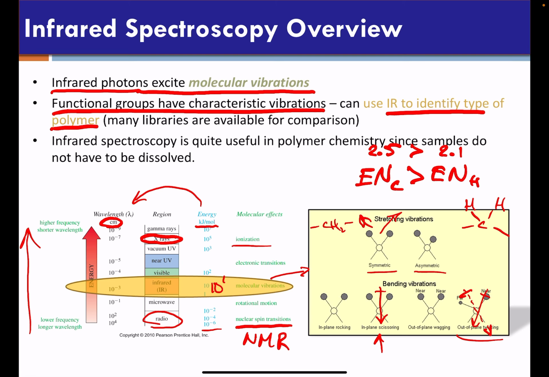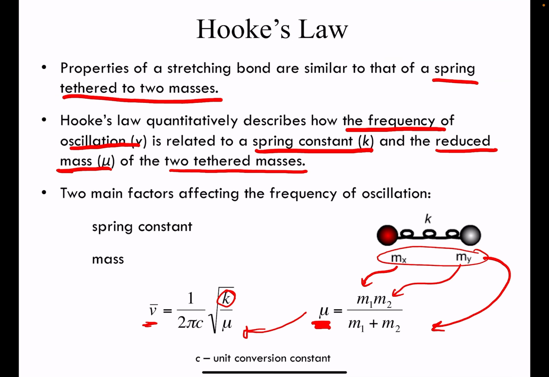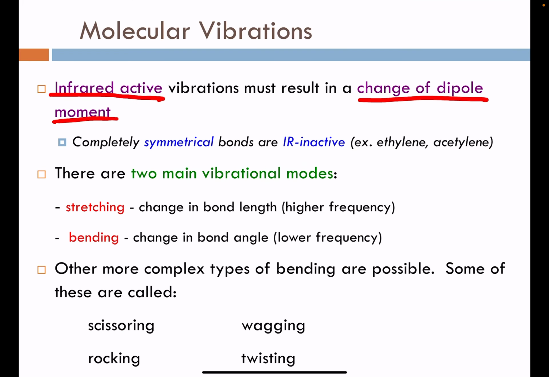Okay, so we need to recall how to understand a dipole moment based on electronegativity differences for the atoms in question, and then we need to consider how that might be modified according to our vibrational mode in question. Okay, so we need to be careful about symmetry. So completely symmetrical bonds tend to be IR inactive.